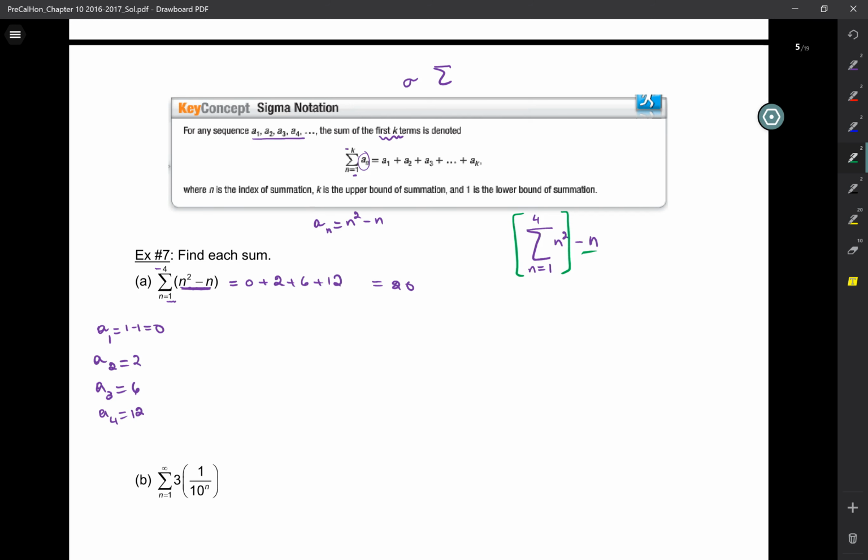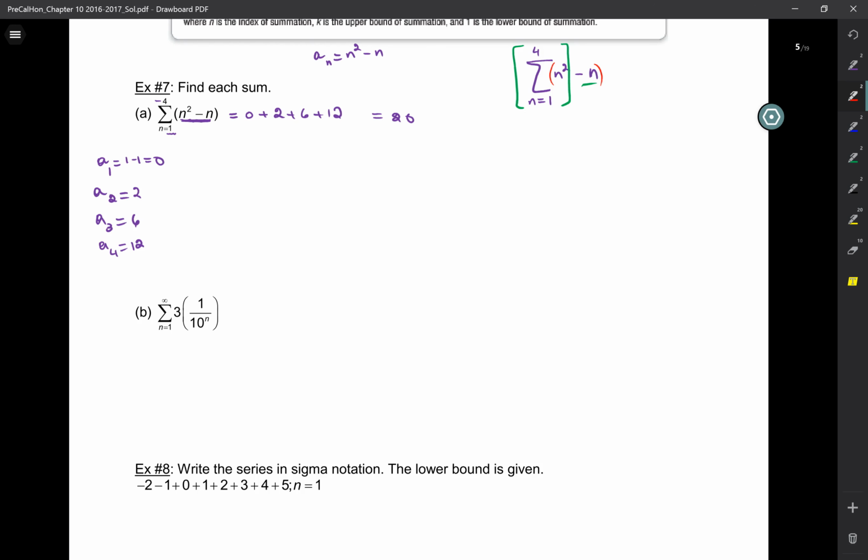Okay, now take a look at this. This is telling you, all right, you've got your terms. You can generate your terms like this: 3 times 1 over 10 to the n. And now it says, add up all the terms from n equals 1 to infinity. So all of them to infinity. Okay, so this is one of the ones. Well, we're adding infinite terms. It's obviously going to be infinity. Well, is it though?